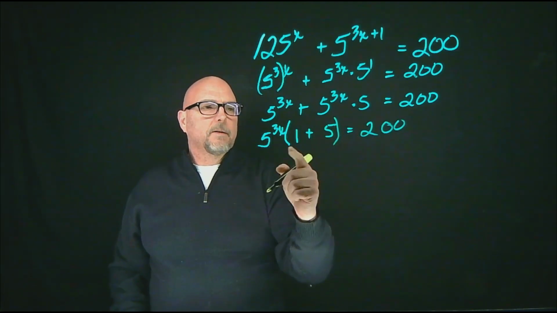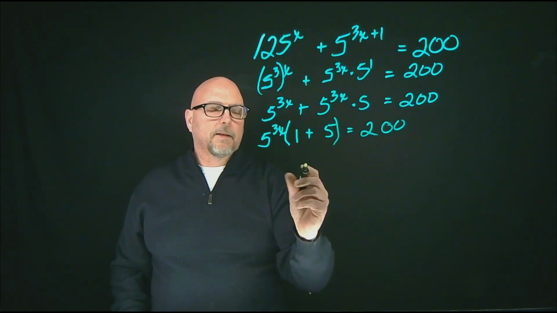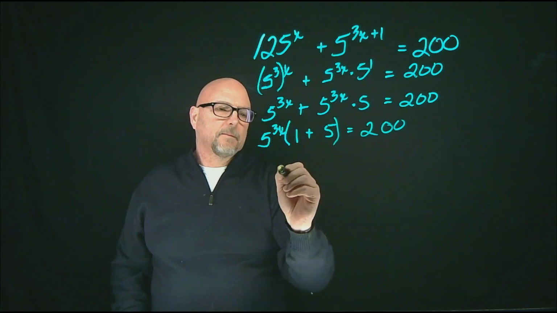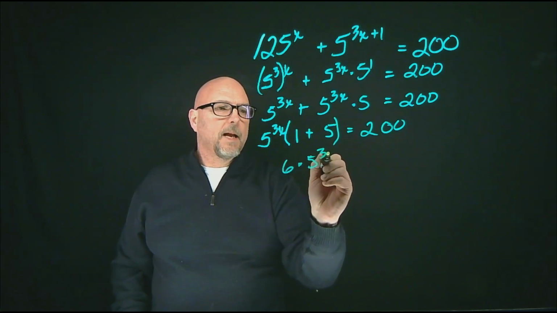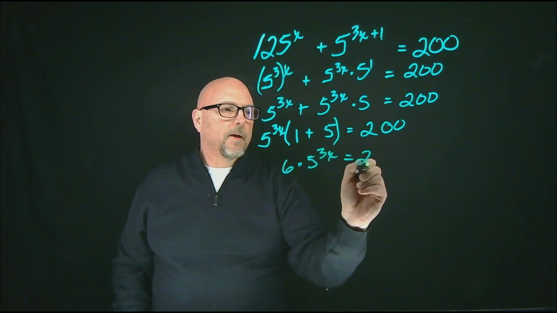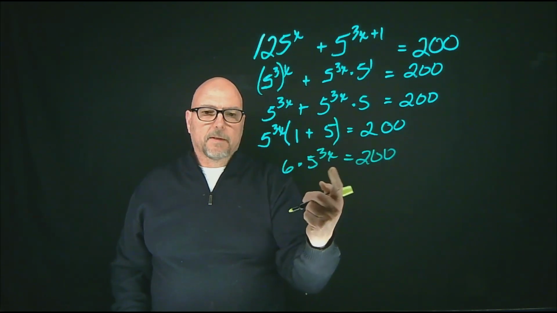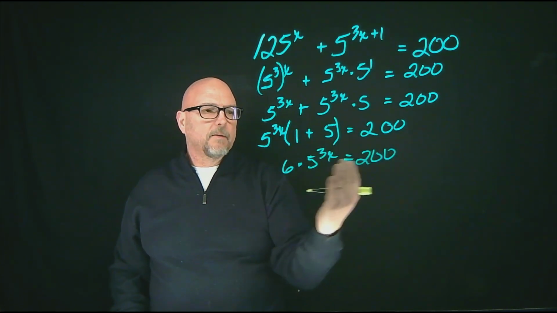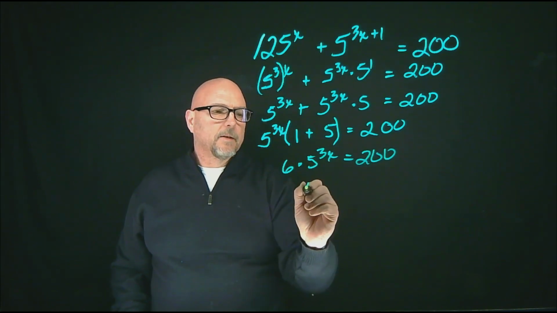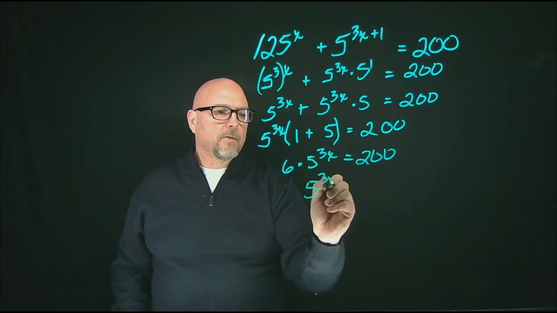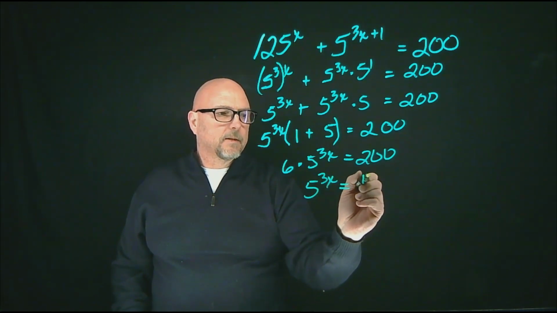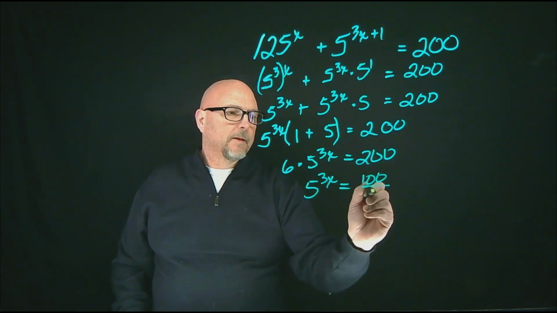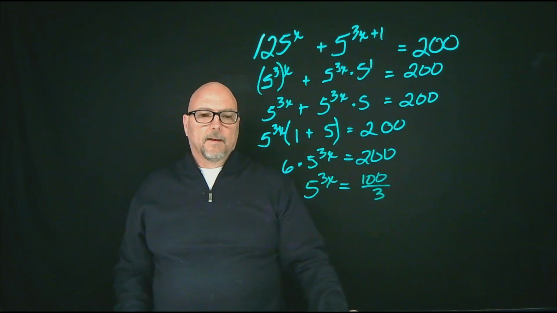So what is 1 plus 5? Well, that is 6. So I'd have 6 times 5 to the 3x equals 200. So I want to get after this x, so what we need to do is divide both sides by this 6 here. So that would give us 5 to the 3x equals 200 divided by 6. That simplifies, doesn't it? To 100 thirds.